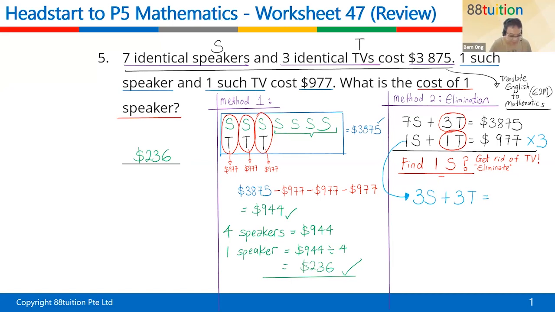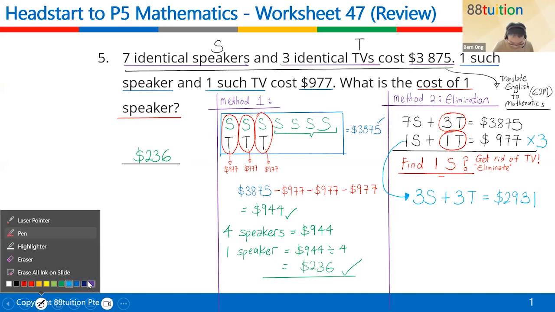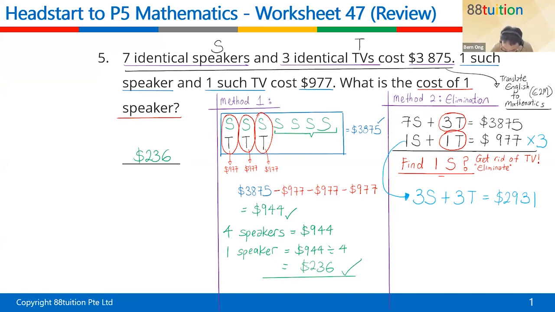977 also must times 3. So 977 times 3 is actually 2931. All right. And this particular portion, I purposely copy downwards so that I can have a fair comparison. 7S is here, plus 3T, I'm just copying, is equal to 3875.